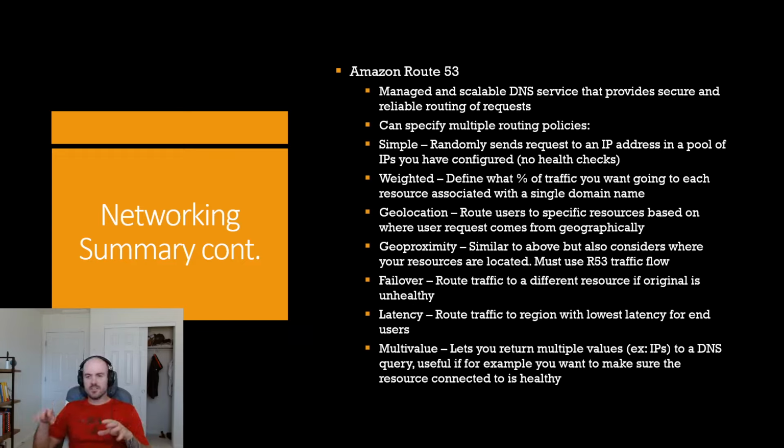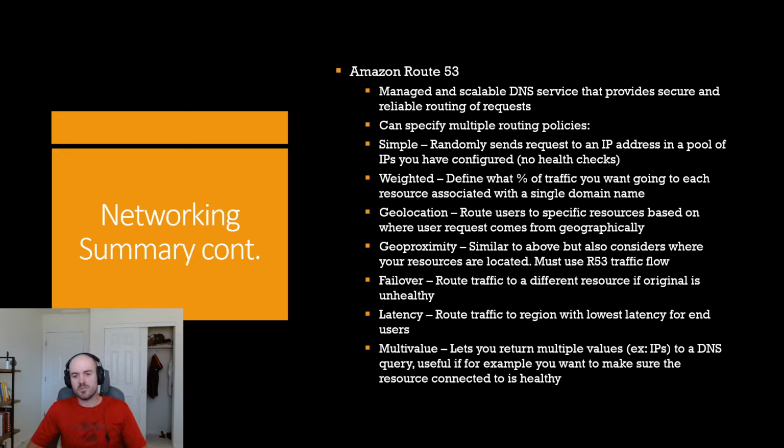So if you had two instances, you could say you want 60% going to this one, 40% going to this one, for example. You can do geolocation policies, so that's where you route users to specific resources based on where that user request comes from geographically. And then geoproximity is similar, except that it also considers where your resources are located on top of where the user request came from. So it'll match those two up. But it needs to use Route 53 traffic flow, which is something extra you have to configure. And failover policies, which route traffic to a different resource if an original one is unhealthy.